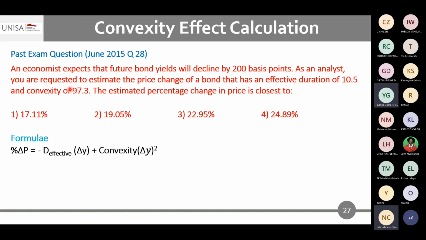So let's have a look at a question. An economist expects that future bond yields will decline by 200 basis points, which is 2%. As an analyst, you are requested to estimate the price change of a bond that has an effective duration of 10.5 and a convexity of 97.3. The estimated change in price is closest to. So you can use your effective duration formula and your convexity formula. You add the two together and that will give you your total price change.